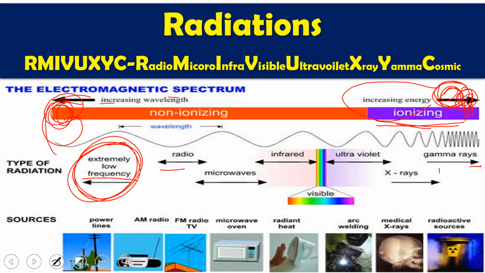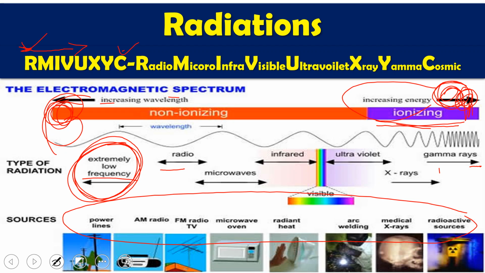These radiations have low energy. On this side, radio has the highest wavelength and the lowest energy. Cosmic has the lowest wavelength and highest energy. So cosmic is more dangerous than radio waves. Going from here to here, their ionizing capacity increases, and their toxicity, their damaging power, also increases.